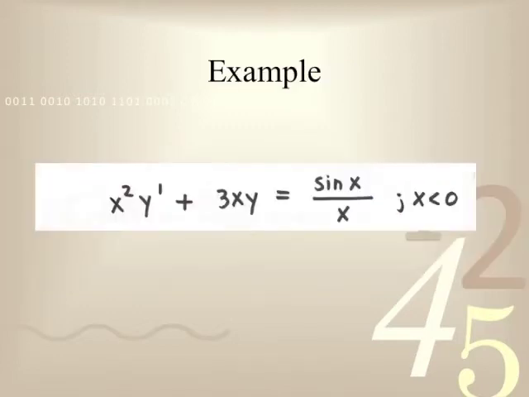This is our example: x squared y prime plus 3xy equals sine x over x. It does say there for x less than 0. I'm just copying this example out of a book. This actually doesn't make a difference in how you solve the problem. It's just a domain for x that they want you to consider when solving this problem. There are other problems in which you do have a restricted domain, but for this problem, there's no difference in how you would solve it.